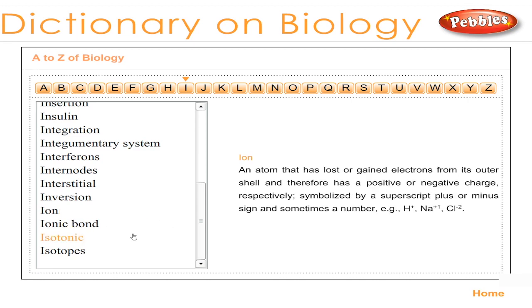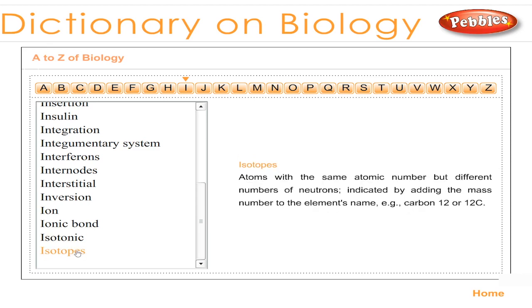Ion, an atom that has lost or gained electrons from its outer shell and therefore has a positive or negative charge respectively, symbolized by a superscript, plus or minus sign, and sometimes a number. Example, H+, Na+1, Cl-2.